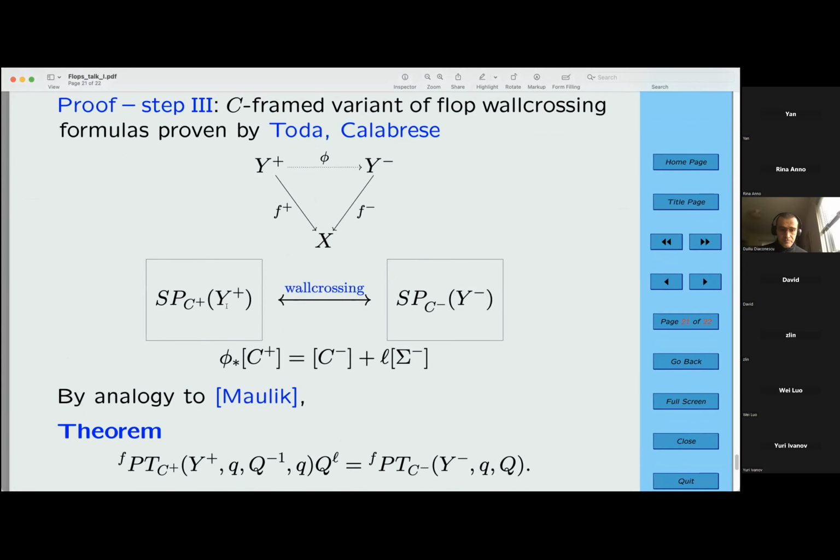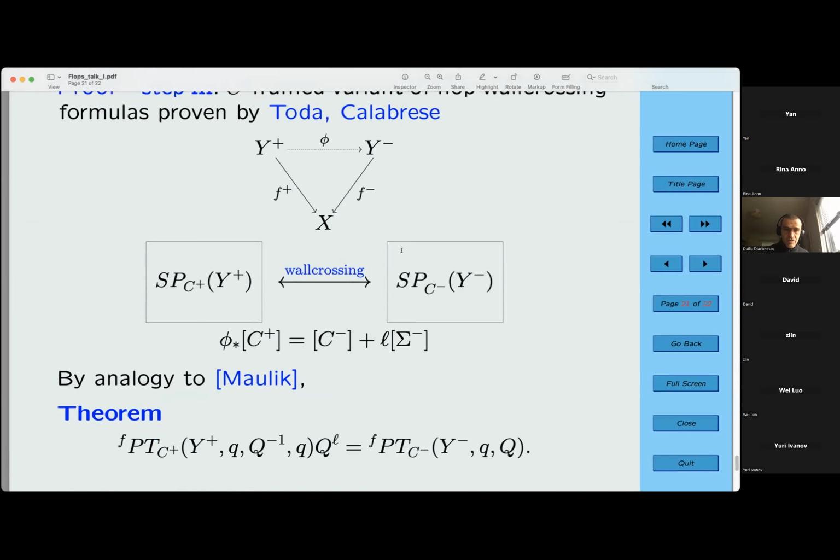This technique for the C-framed variant is really a straightforward generalization of Maulik's results. So this is exactly what Davesh Maulik used for conifold transitions in his proof of the Oblomkov-Okounkov-Pandharipande conjecture. Here, we're just using a similar result, except for these more complicated Pagoda flop transitions.